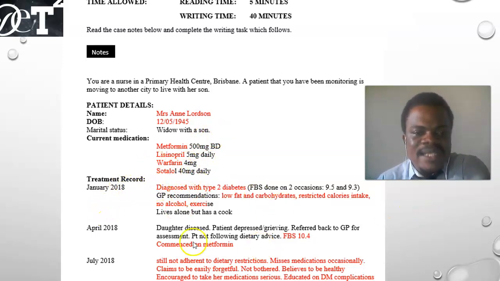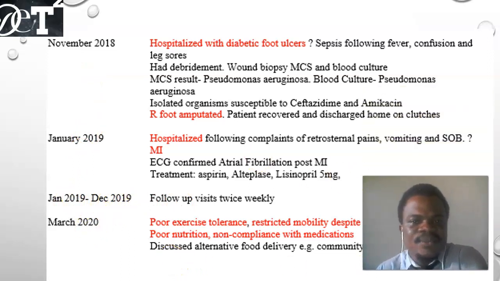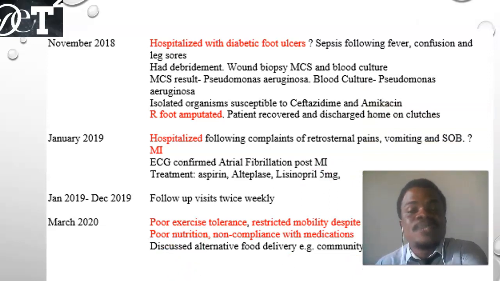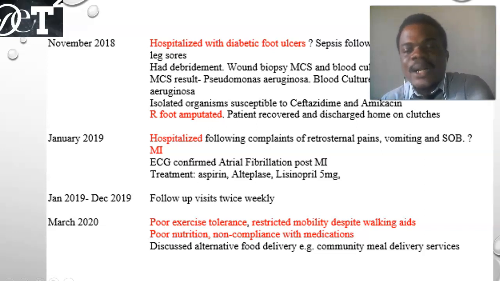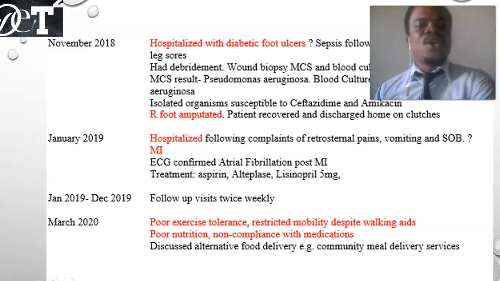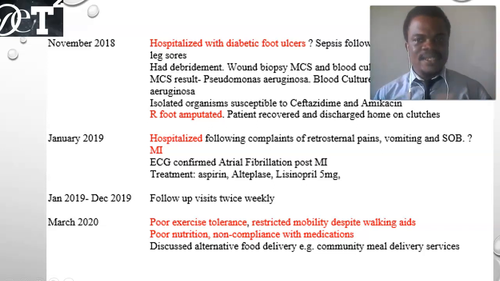Treatment record. Let's see how many times this patient has actually visited. This patient has visited 1, 2, 3, 4, 5, and several visits here, 6, and then 7. This patient has had multiple visits. Now, if you want to write this letter and write each visit, you will just cause problems for yourself, number one, and your letter will not be concise, and you add a lot of irrelevant information. So what you are going to do first is select the information that is relevant and then decide on how to organize this information.